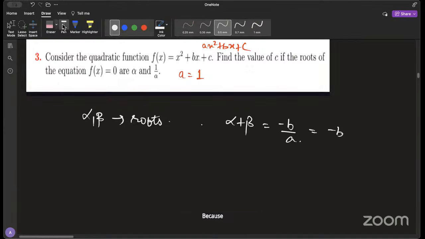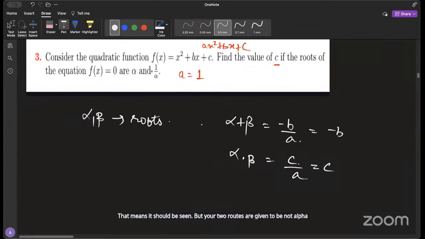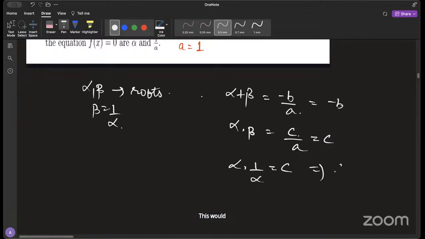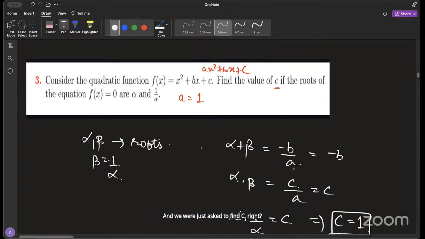Because you just have to find c, right? So alpha into beta should be c by a. That means it should be c. But your two roots are given to be alpha and 1 by alpha, right? So your beta is 1 by alpha. That means your alpha into 1 by alpha should be equal to c. So this would mean that your c is 1. And we were just asked to find c, right?